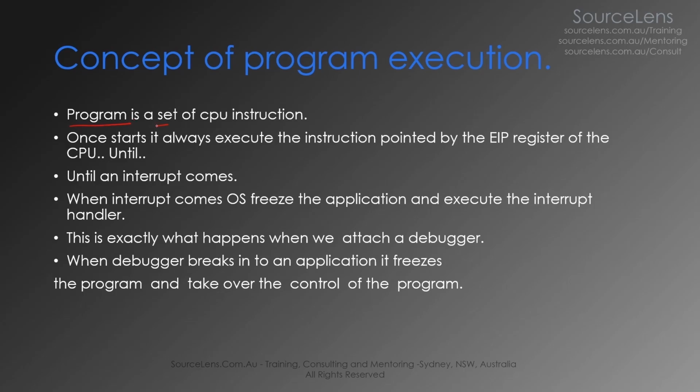Now let's look at the details of the execution of a computer program. A computer program is nothing but a set of CPU instructions. Once it starts, it always executes the next instruction pointed to by the EIP register, or the instruction pointer register, until an interrupt comes. An interrupt is the entity which stops the program execution and executes a different code path. This is true for all kinds of CPUs and all kinds of platforms.